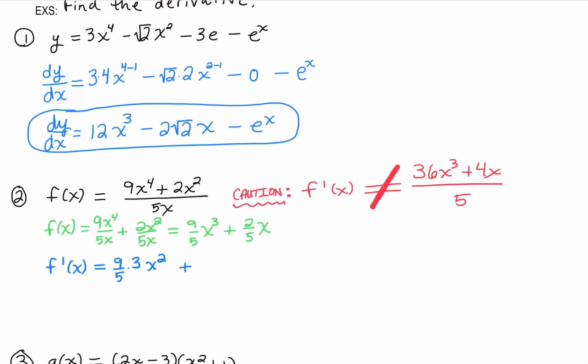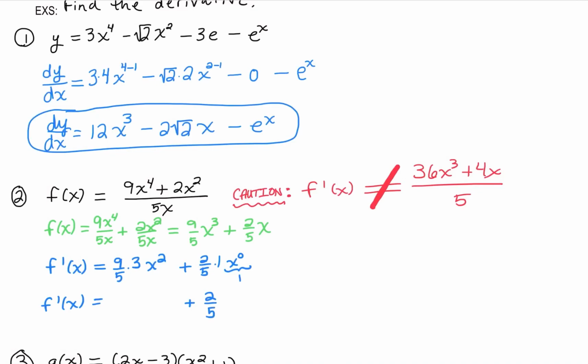Now, the second term, let's think about this. It does have a power of 1, so if I brought that down, it would be multiplying by 1, and then if I subtracted, it would be x to the 0. But anything to the 0 power is really 1. So from this point moving forward, I don't want you to have to think about that one so hard. When you have a constant times x, its derivative is just going to be that constant.